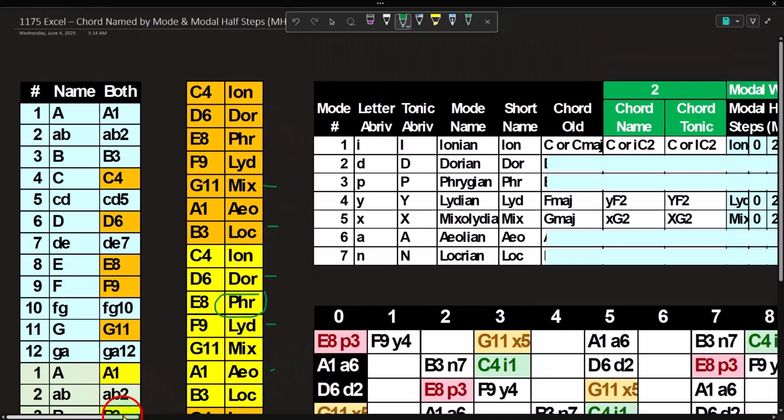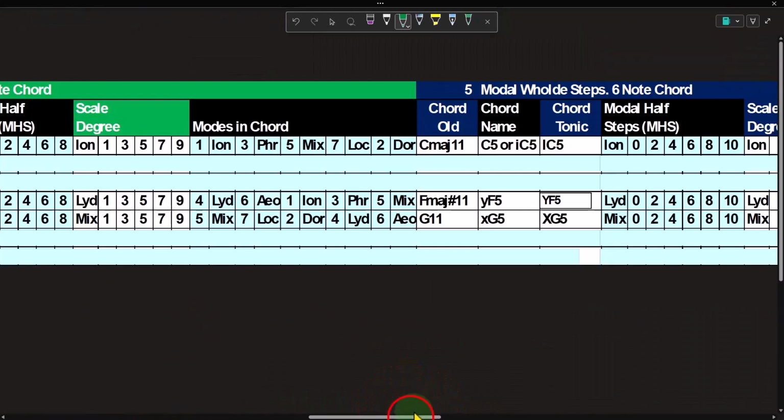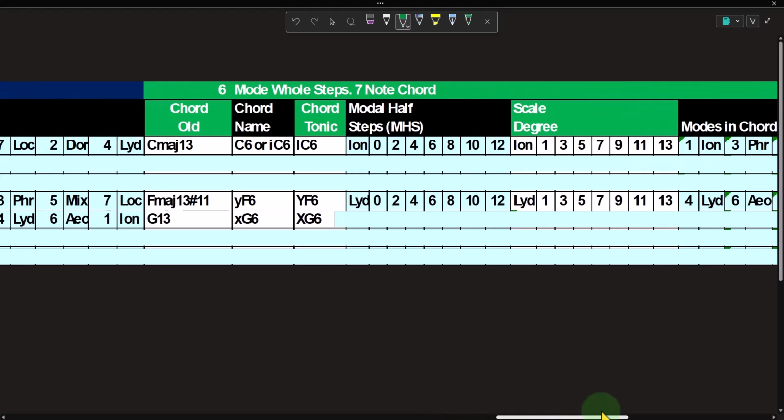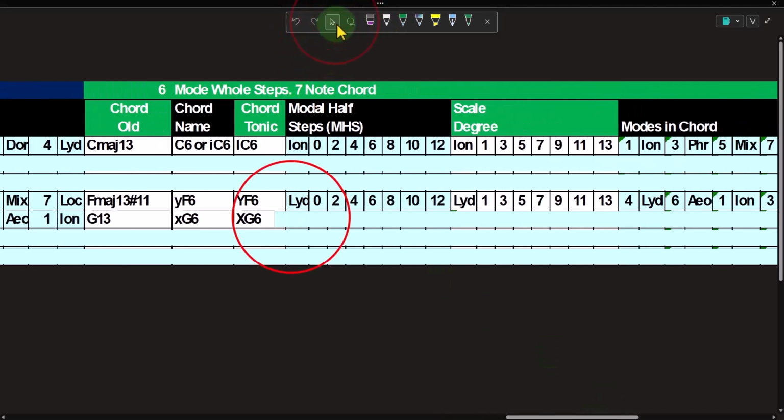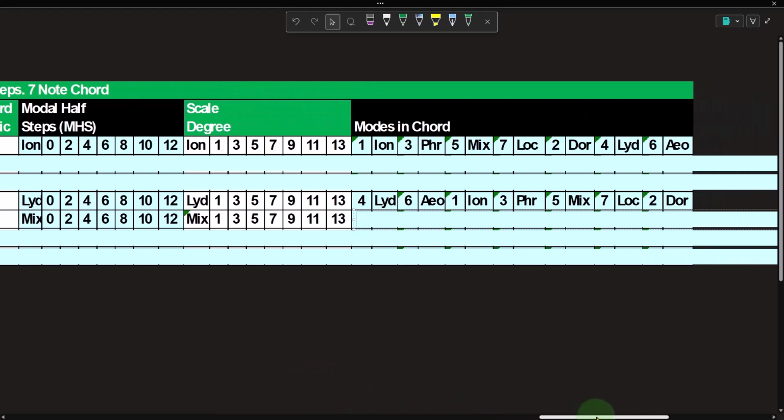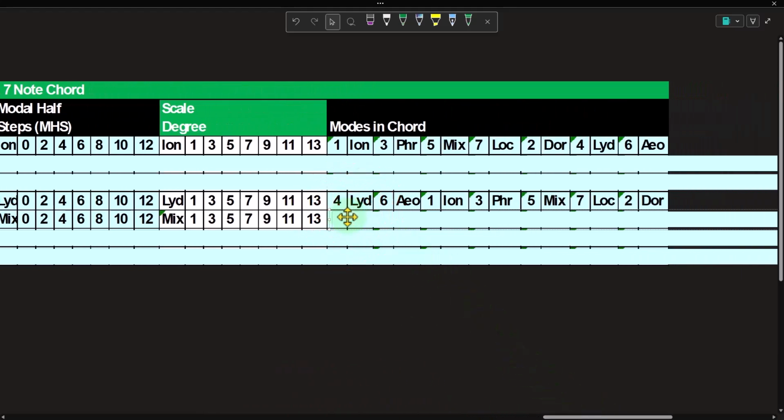Okay, let's go back on up. Okay. So Mixolydian would be 0, 2, 4, 6, 8, 10, 12 now, distance-wise. Scale degree then, if we make that a 1, 1, 3, 5, 7, 9, 11, and 13. The 9, 11, 13 are equivalent to the evens, which are 2, 4, and 6 from a scale degree standpoint.